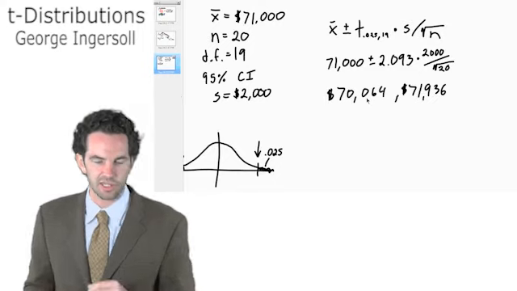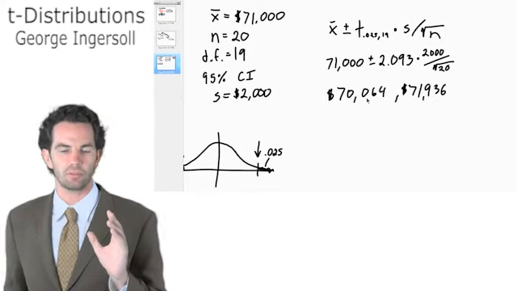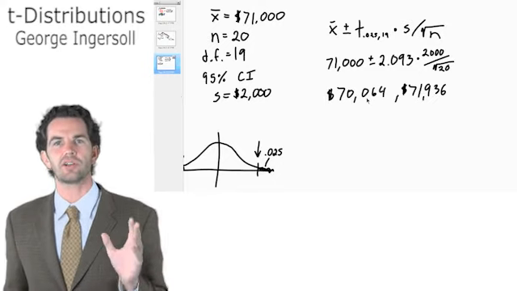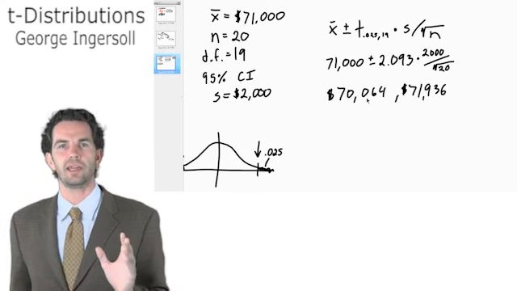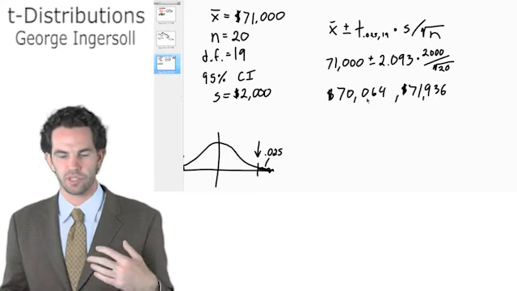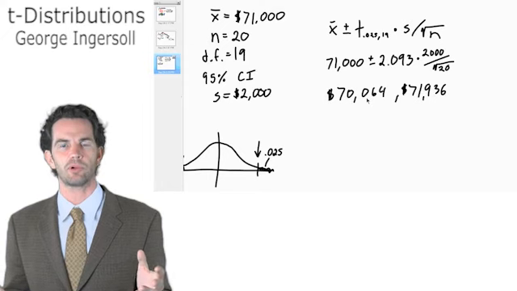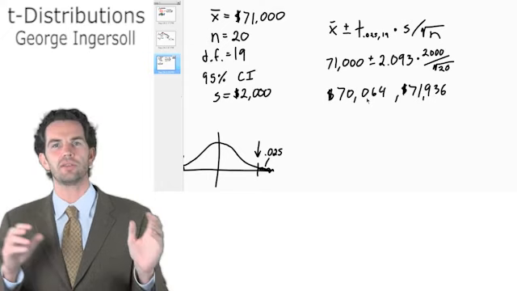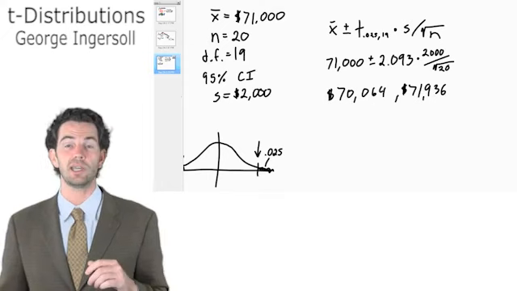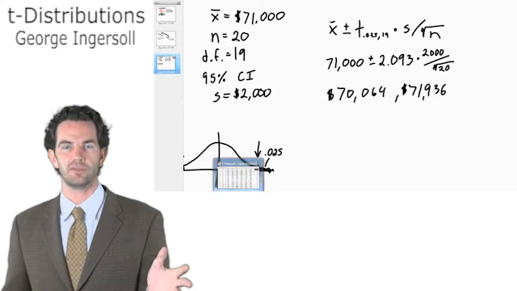The one exception to this is when you're dealing with proportions. When you're dealing with proportions, as long as your sample size is fairly sizable, you're going to use the z table pretty much every time. Other than that, you just swap out z table for t table. When you don't know the standard deviation, you have to estimate it.